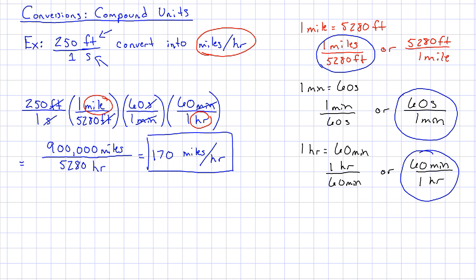That is how we do conversions with compound units, where we have a unit both in the numerator as well as the denominator, and we have that multi-step process to go through.